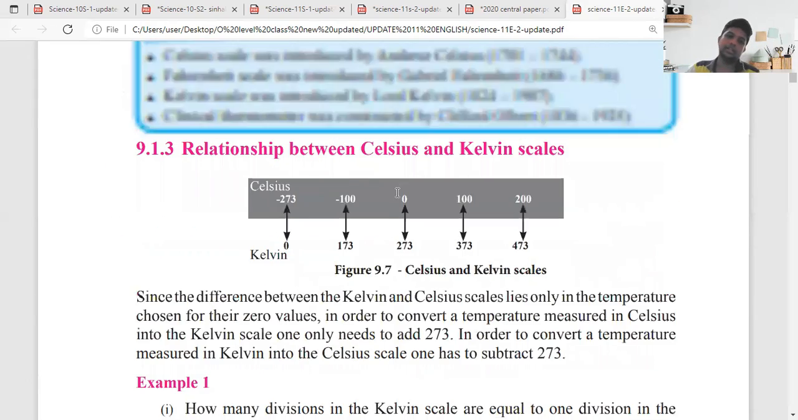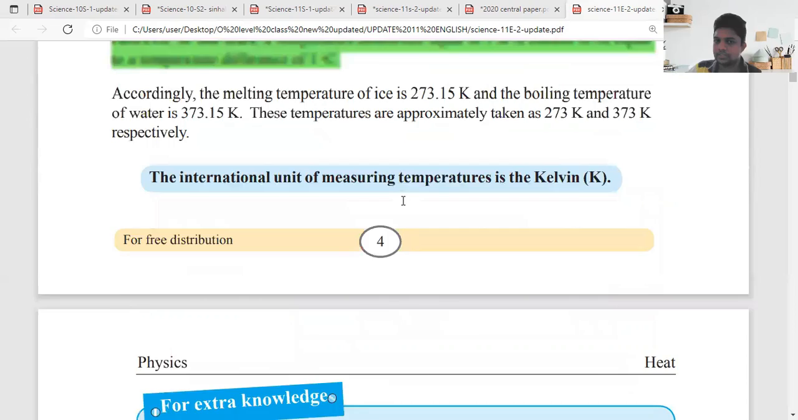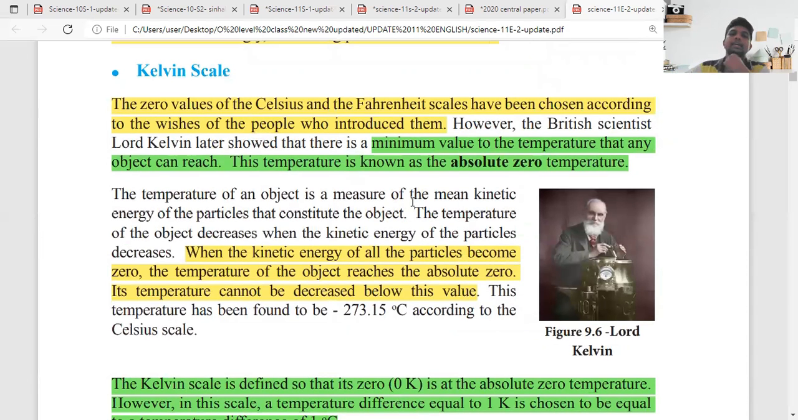Let's go for the relationship between Kelvin and Celsius. All good, all clear? Anything to clarify again? Okay, let's write down. Write down the rule.